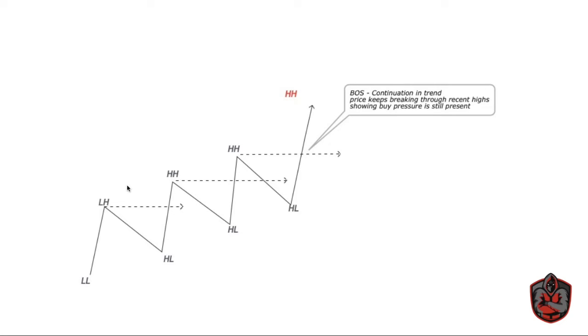Once price creates that new higher high and prints that higher low, and then it impulses above that recently created higher high, that is identified as a break of structure. This is a break of structure which signals a continuation in trend, because it shows that the buyers are still in power, as none of the lows were broken, only the highs were broken, which allows us to look for opportunities to buy into the market.